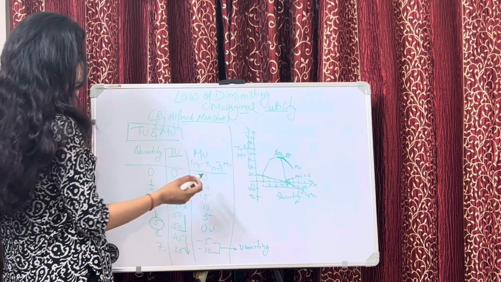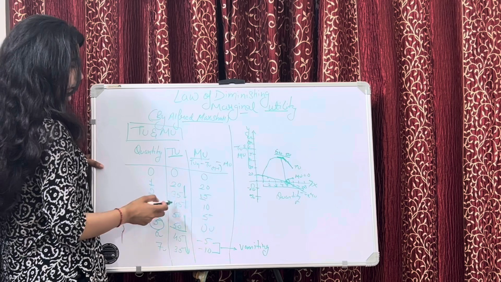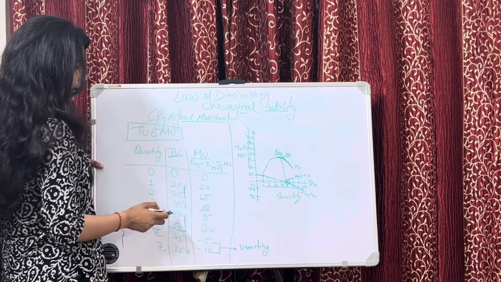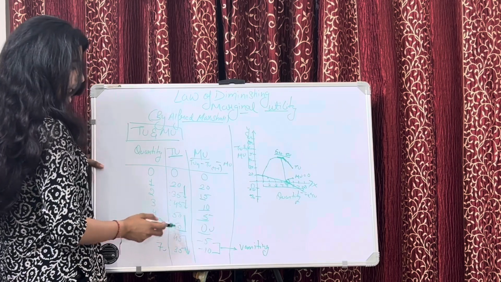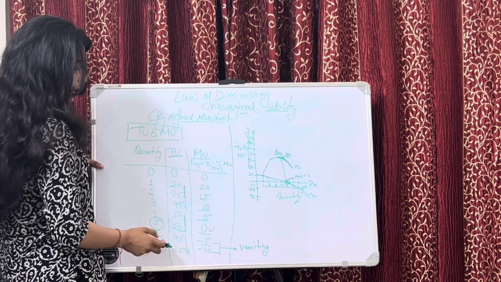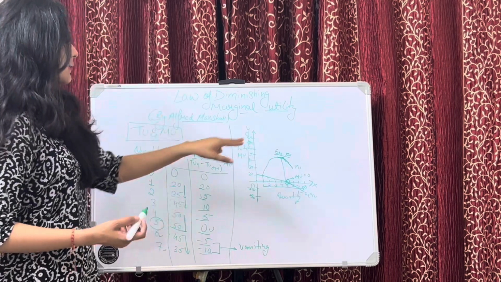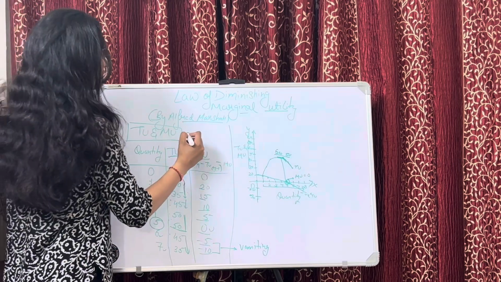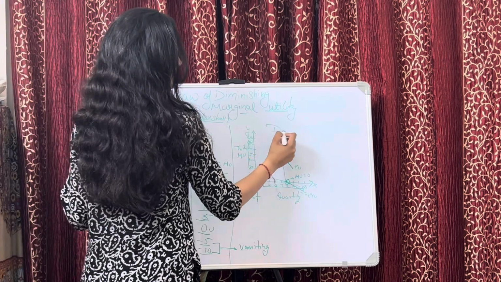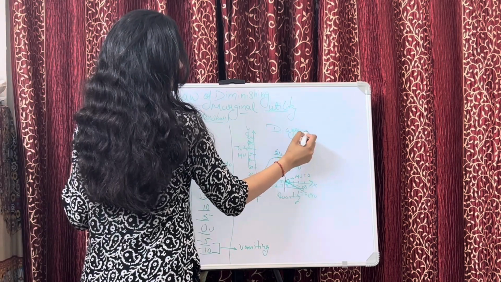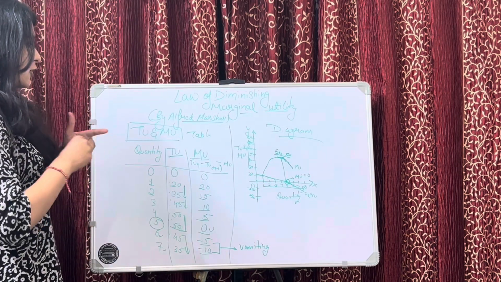And how you are calculating marginal utility: 35 minus 20 will be 15, 45 minus 35 will be 10, 50 minus 45 will be 5, 50 minus 50 will be 0, 45 minus 50 will be minus 5, 35 minus 45 will be minus 10. Okay, I hope I made the points clear. This is the table for total utility and marginal utility, and this will be your diagram for total utility and marginal utility. I hope you get it.